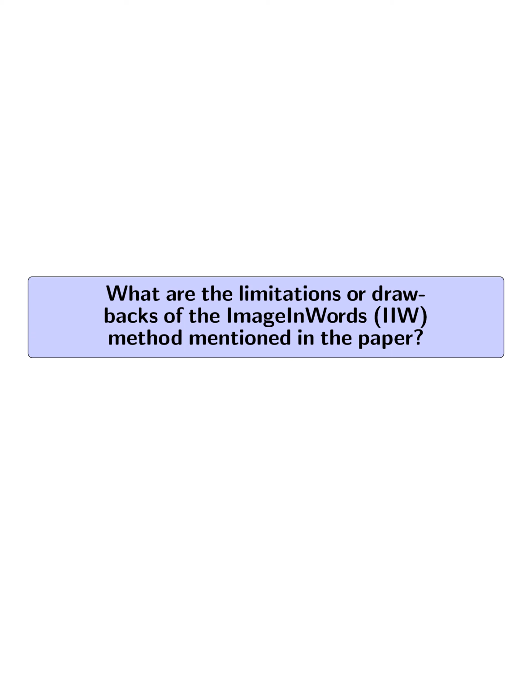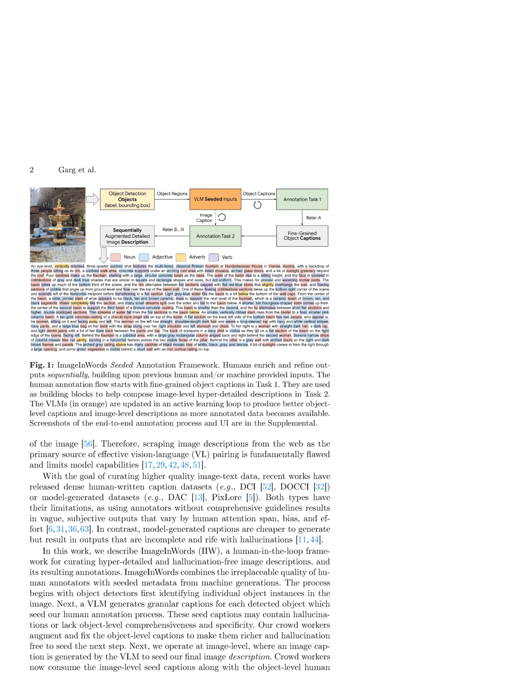What are the limitations or drawbacks of the ImageInWords IIW method mentioned in the paper? The limitations or drawbacks of the ImageInWords IIW method mentioned in the paper include the subjective nature of detailed image description annotation, the potential for human annotator bias or errors, and the time-intensive nature of the annotation process.